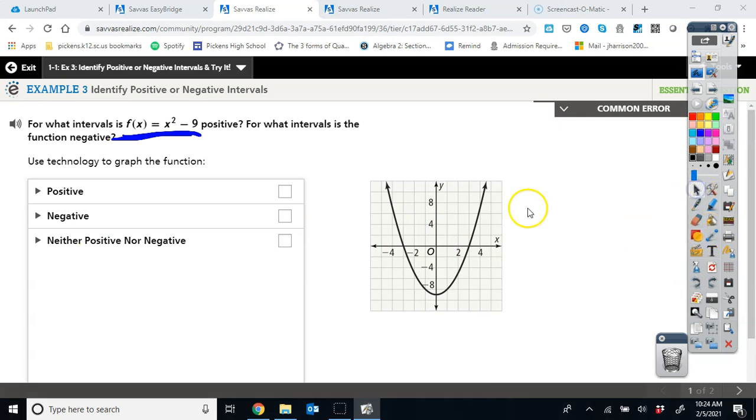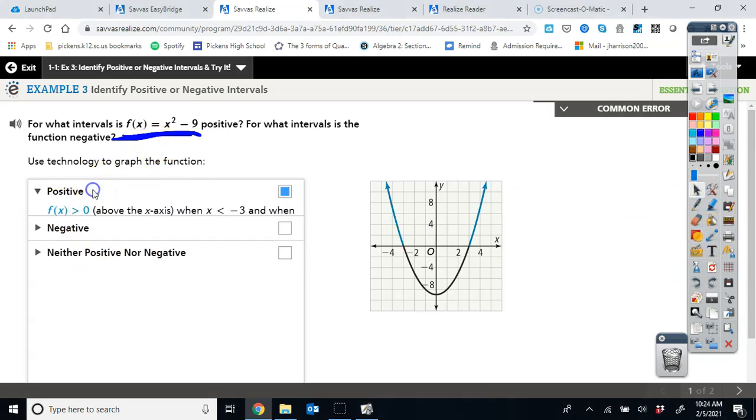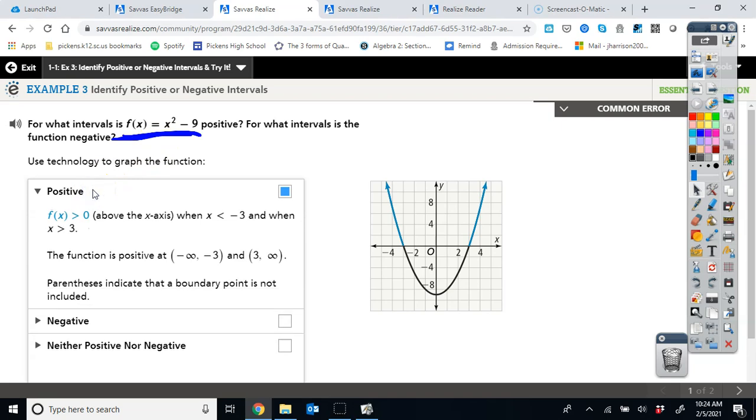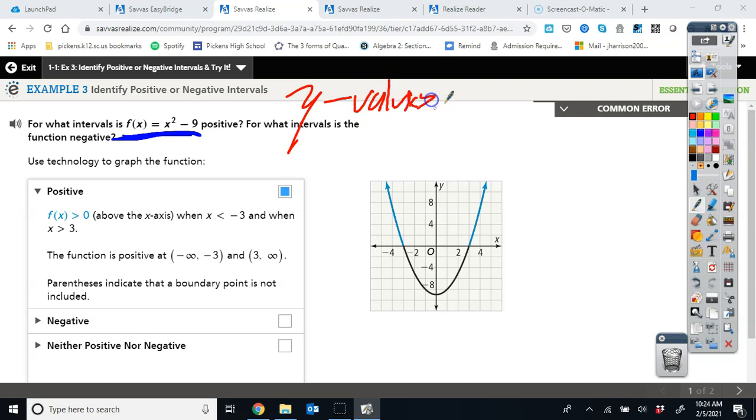So let's look, and like I said, I'm using the book because they're a little bit neater than me, but notice the positive intervals, they highlight here in blue for us. Notice that means that the function is above the x-axis. So remember, when we talk about positive or negative intervals, I always want you to be thinking about the y values.